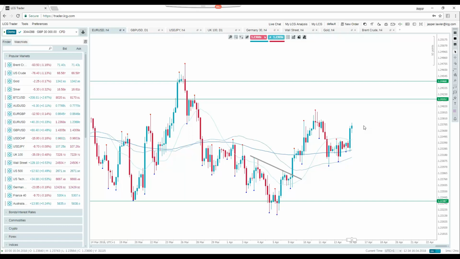So I think there's room to be bullish on the euro in the short term on this 4-hour chart, assuming we go up to retest the top of the range. But it's a bit choppy. It's an unreliable trend in effect.